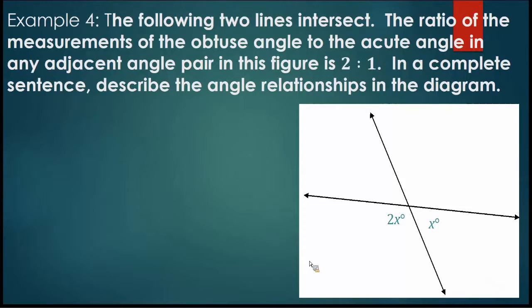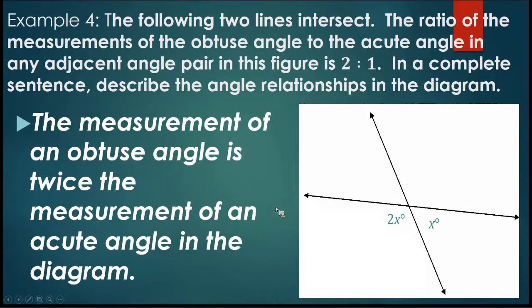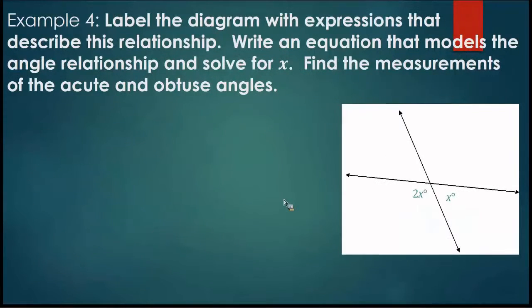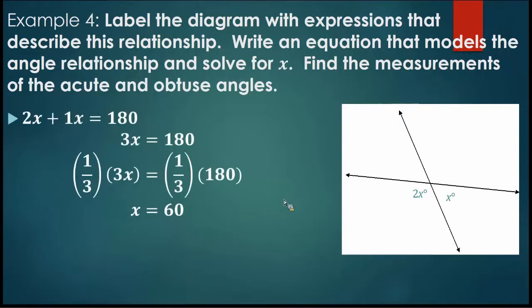Example 4, the following two lines intersect. The ratio of the measurements of the obtuse angle to the acute angle in any adjacent angle pair in this figure is 2 to 1. So in a complete sentence, describe the angle relationships in the diagram. So here, the measurement of an obtuse angle is twice the measurement of an acute angle in the diagram. So 2x and x. So 2x and x means if we were to combine those together, we would get a straight line. We'd get 180 degrees. So 2x plus 1x equals 3x.